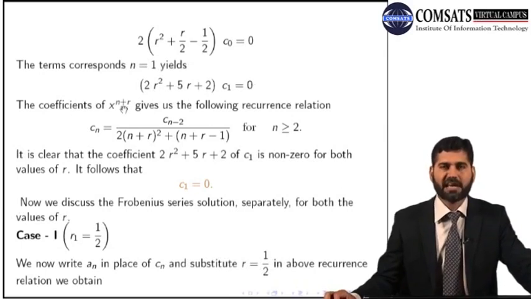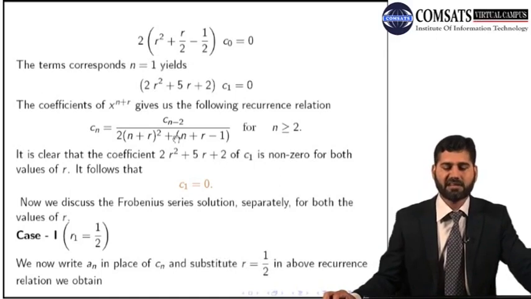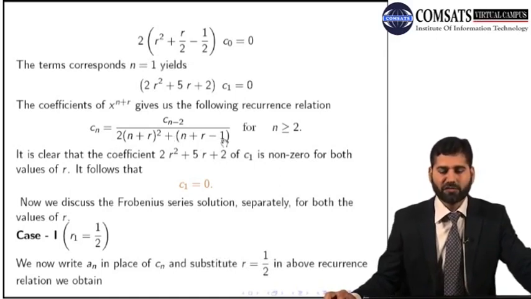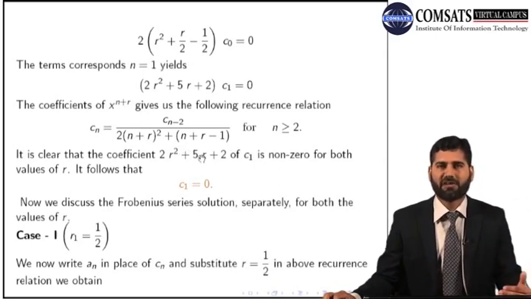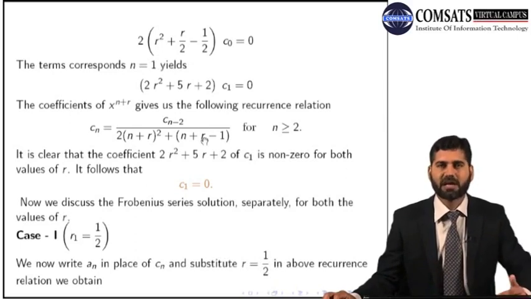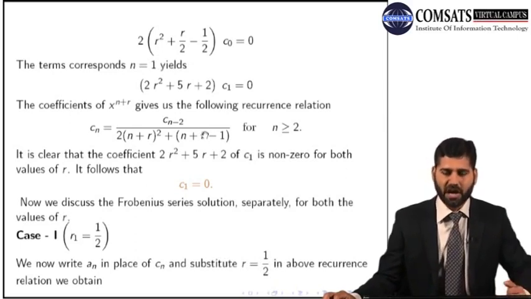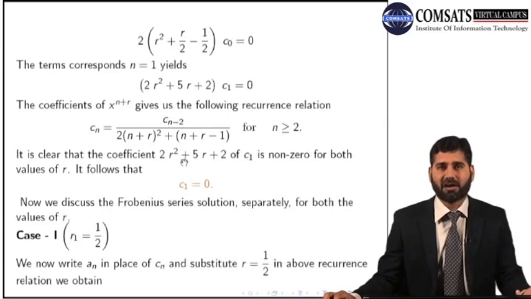The coefficients of x^(n+r) give us the recurrence relation, which is given by this, and this depends on r. So till here, your method was the same for both values of r. So I saved some time and got the relation. Now I will work for separate r's.